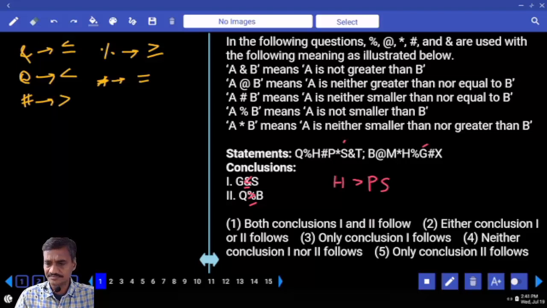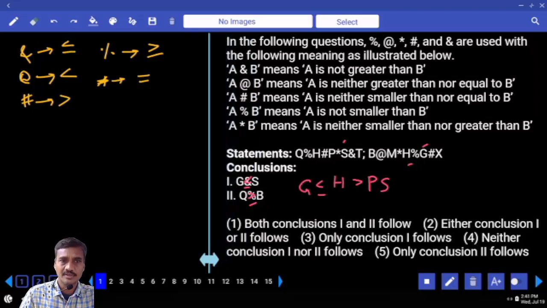Now H and S, we got G. Then H percentage. Percentage means H greater than or equals to G. That is G lesser than or equals to H. Is that right? Now between these two, opposite symbols, hence no relation can be drawn.